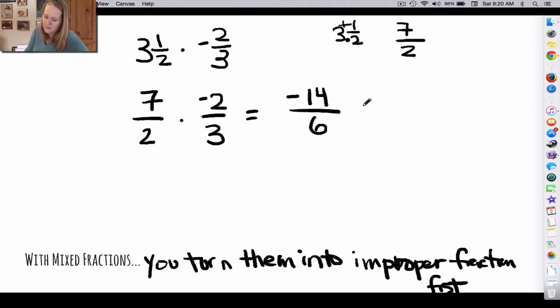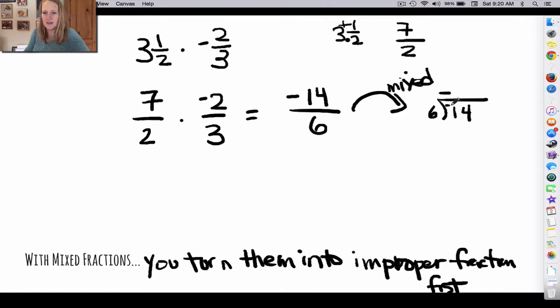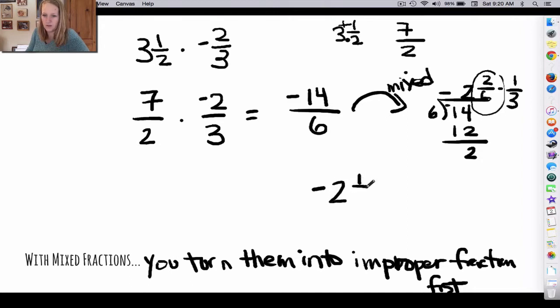Now this is an improper fraction, so I have to turn it back into a mixed fraction. And so you'll do the same process that we just did. 14, don't forget that it's negative. And then it goes in 2 times for the 12. You get a 2 remainder, so it's -2 and 2/6. 2/6, however, can be reduced into 1/3. So our answer will be -2 and 1/3. And we circle our answer to be super clear, and we keep that negative.